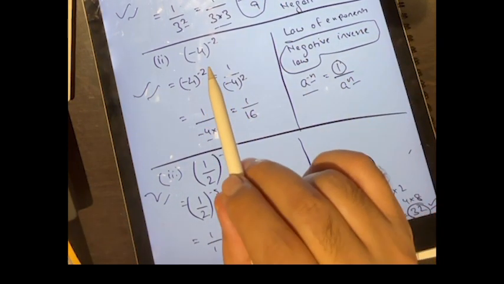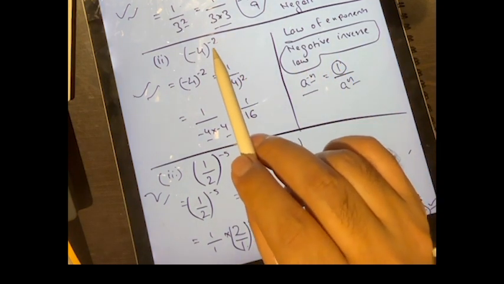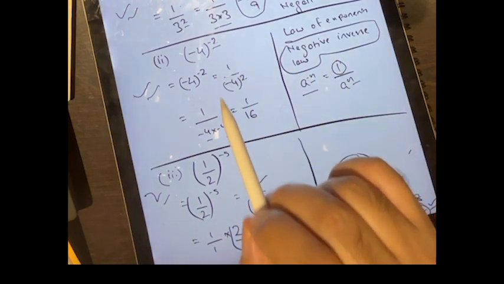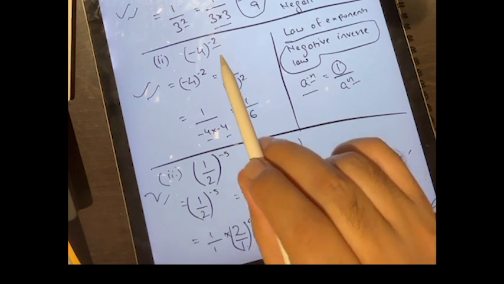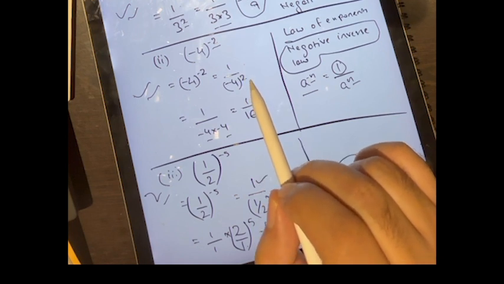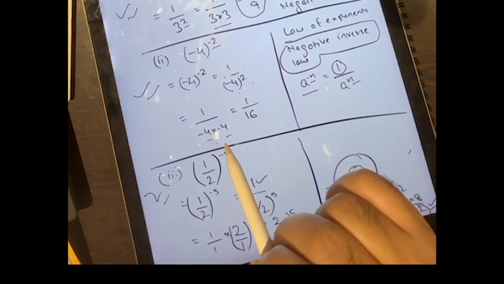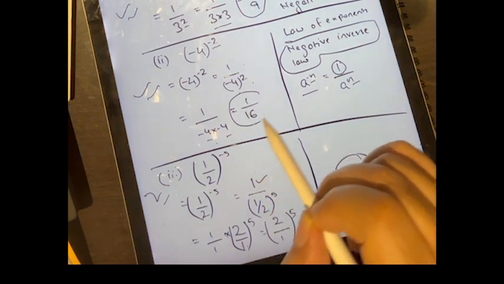The second question is also based on the negative inverse law, where you need to convert the negative exponent value into the positive one. So we have done the same thing, we have inversed that. And by doing this, the expression became 1 by minus 4 raised to the power of 2, and then when you do the multiplication, your answer will be 1 by 16.